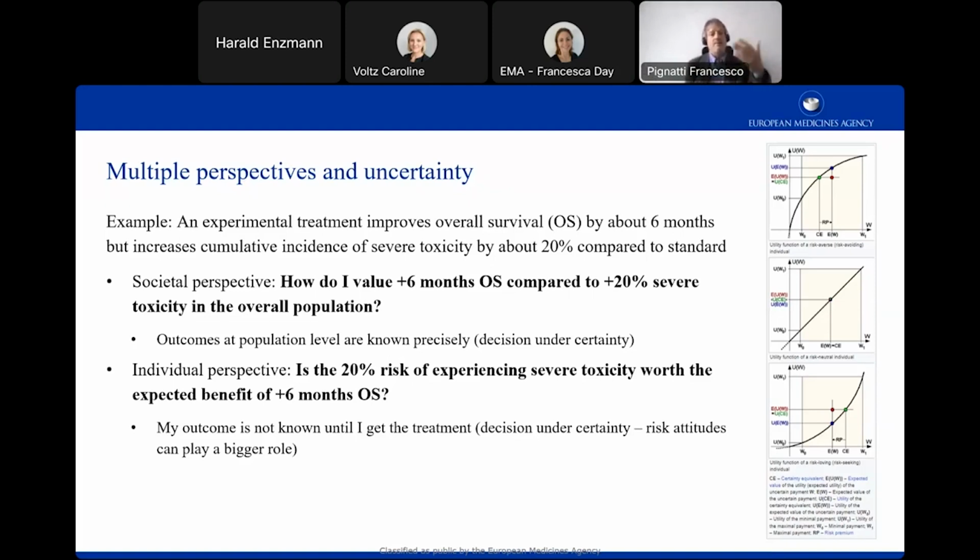Or for a benefit in terms of overall survival, you might think that, well, yes, on average, it's only 6 months effect, but perhaps for me, I'm going to be one of the lucky ones and maybe experience a 1 year improvement or 10-year improvement survival cure. So these are risk attitudes. Depending on the perspective, they matter in the benefit risk assessment.